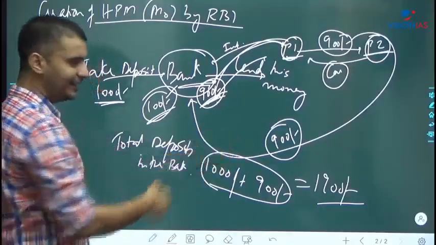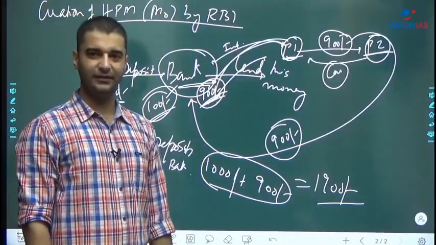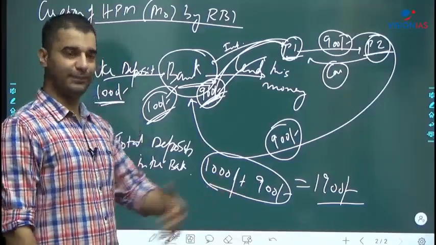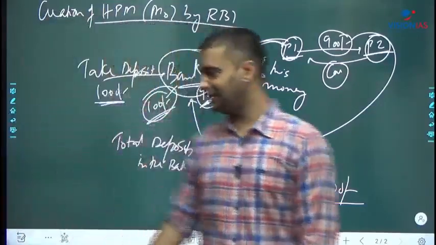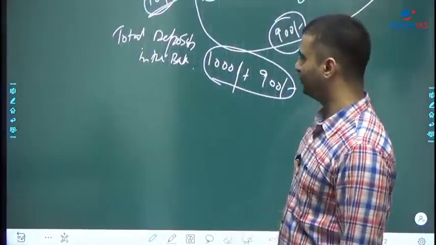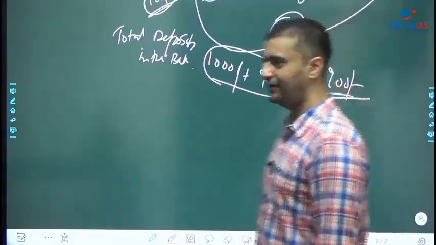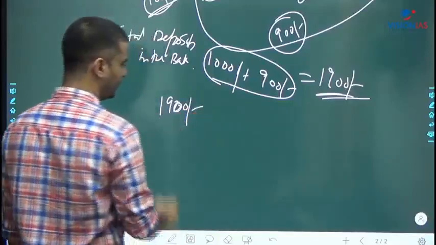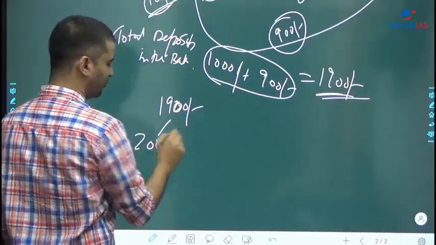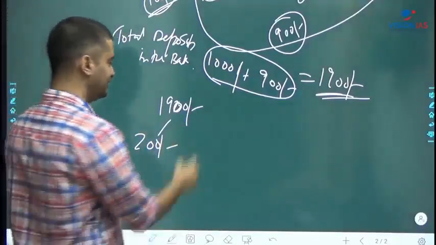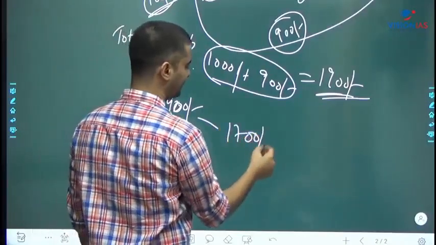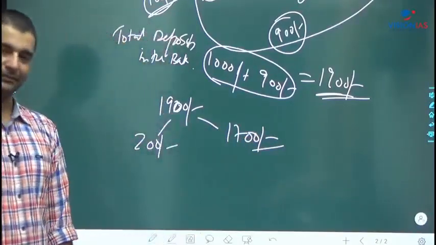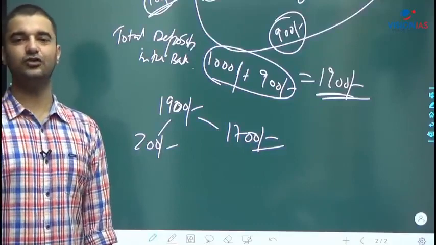Now the bank has 1900 rupees as deposits. What will the bank do? From these 1900, the bank will assess that 200 rupees might be required by people for withdrawal. 1700 rupees we have that we can lend. 700 रुपए हमारे पास हैं जिनको हम lend कर सकते हैं.